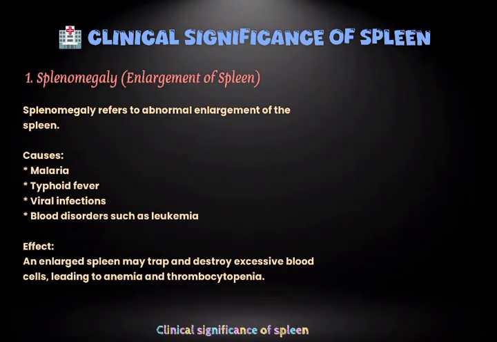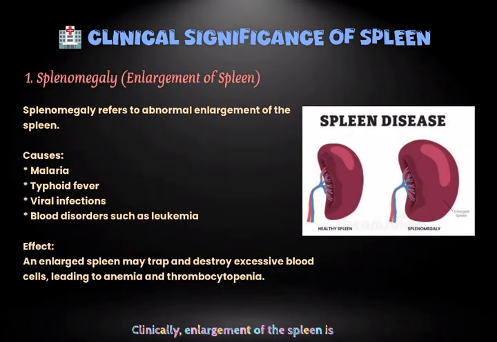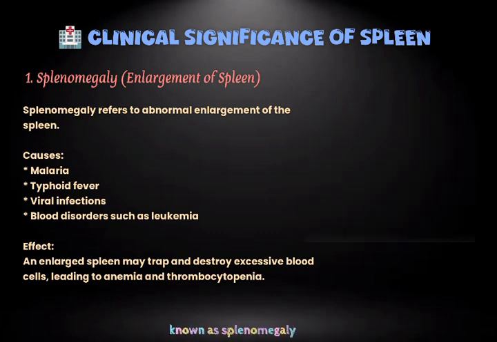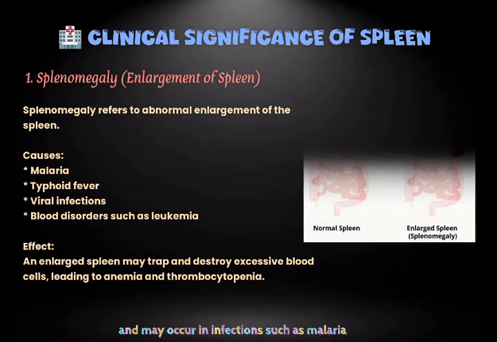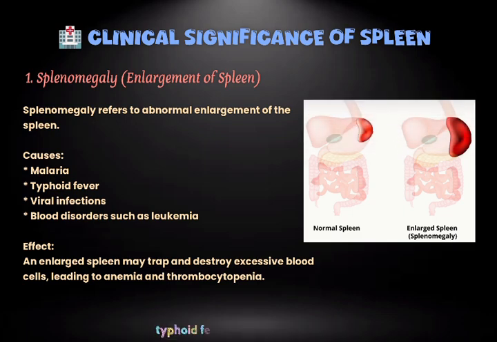Clinical significance of spleen. Clinically, enlargement of the spleen is known as splenomegaly and may occur in infections such as malaria, typhoid fever, viral infections, and blood disorders such as leukemia. An enlarged spleen may trap and destroy excessive blood cells, leading to anemia and thrombocytopenia.